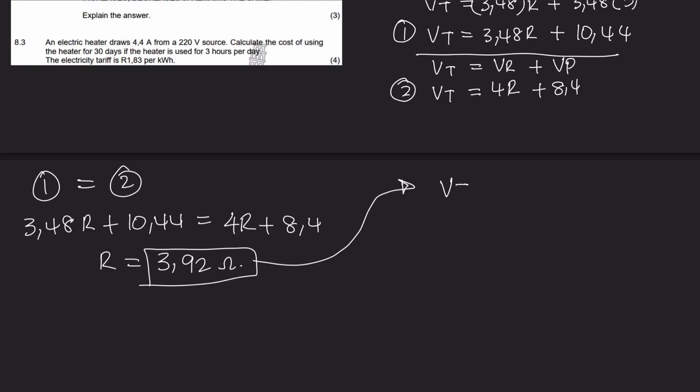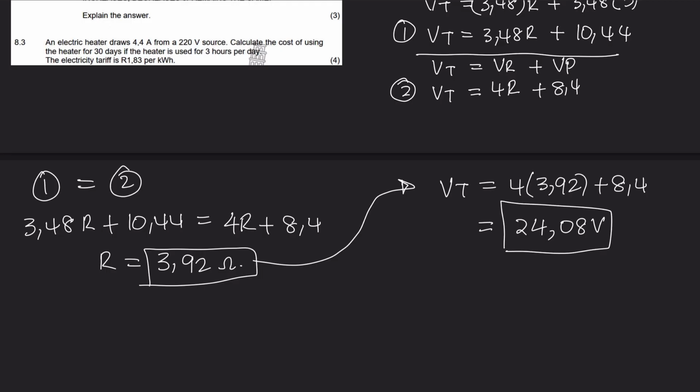So we'll say Vt equals 4 times 3.92 plus 8.4. And that gives us a voltage of roughly 24.08 volts. And that's our answer. Okay.